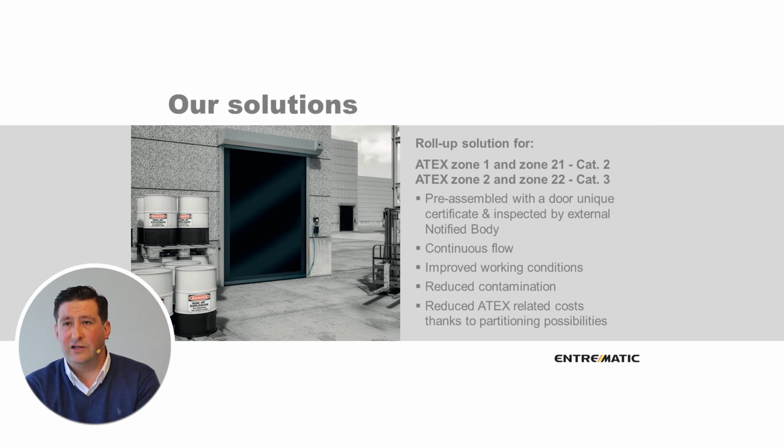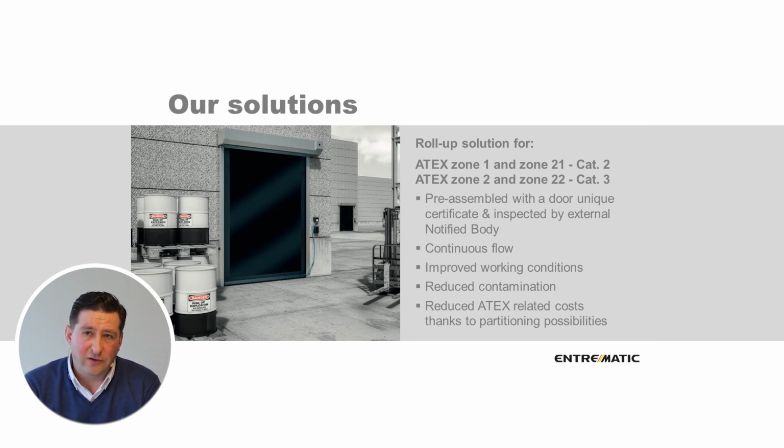The solution is a roll-up door, a high-speed door. We have two types. First of all, we have the ATEX Zone 1 and Zone 2 compatible door, what we call a Category 2. And the second one is compatible for Zone 2 and Zone 22, the Category 3 door. The high-speed doors, the ATEX S5 doors, are pre-assembled and have a unique certificate, an inspection certificate provided by a European official notified body.